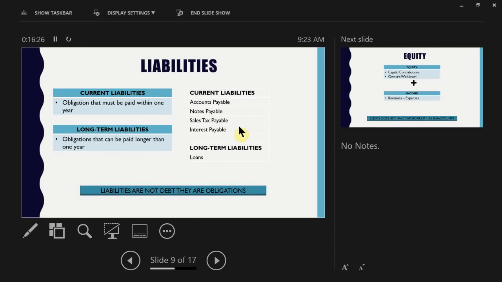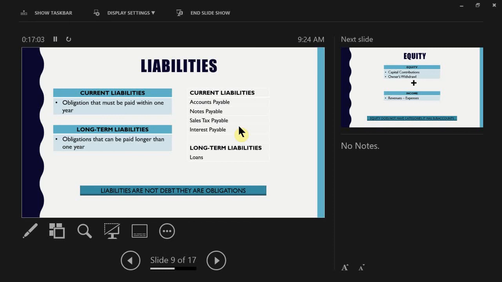Right? Next, we're gonna go into liabilities. So again, liabilities is anything that you owe to people, okay? And it's separated between two categories. You have current liabilities and you have long-term liabilities, okay? Usually how they're organized or measured is based on how long you owe them for. So, a current liability is if you owe anything that's less than a year.